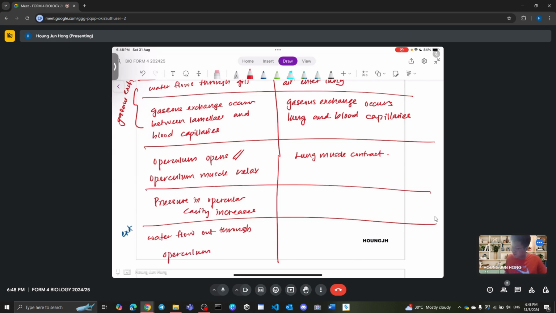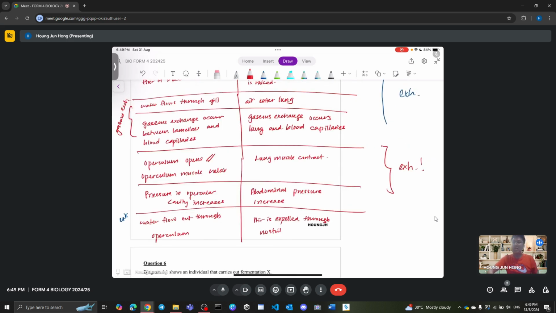Meanwhile, for frog, it is because of the abdominal pressure. Your lung muscle contracts and gives you abdominal pressure, so abdominal pressure increases, and this causes air to be expelled through the nostril. But remember, not all the air goes out, only a part of it, and the remaining will mix with the clean air inside. That's the idea over here.